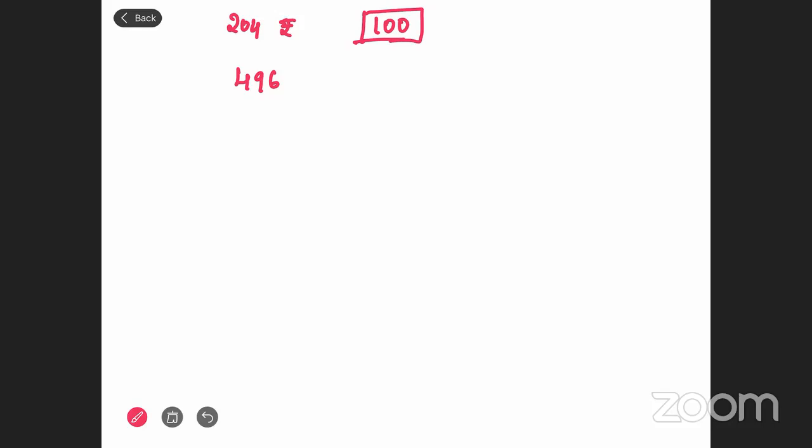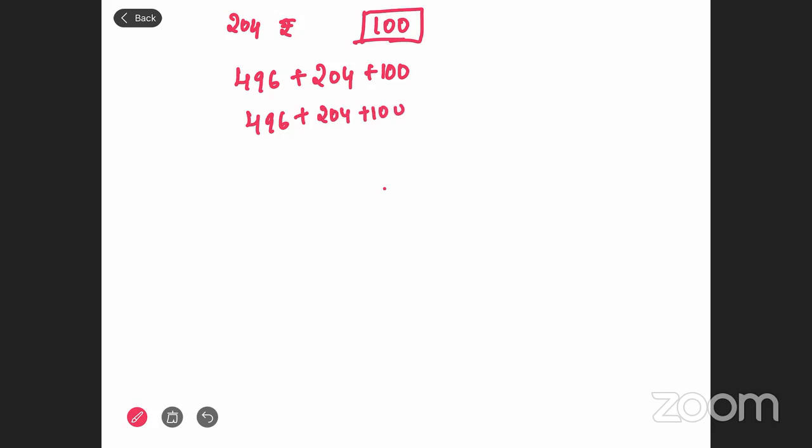What's the money that she spent? That is 204 rupees she spent. And what's the money that she had now? That is 100 rupees. Apart from this, she spent those money. So can we say this is equals to 496 plus 204 plus 100. So this sums up to some value, right?